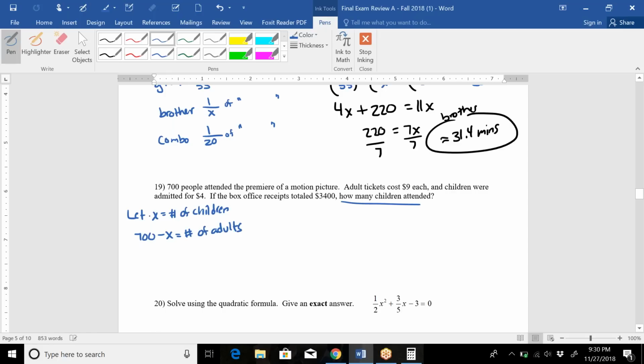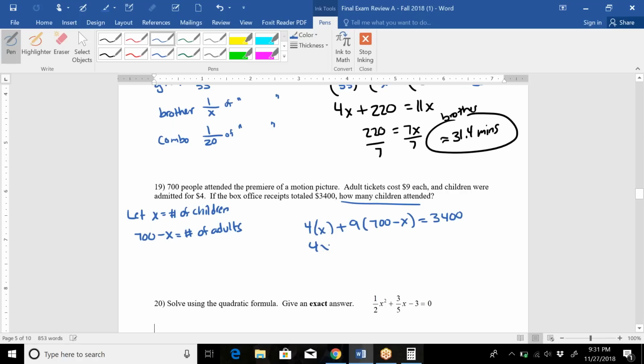So then you just have to multiply each of these descriptions by the amount of money that those tickets cost. Children were $4 per child, and adults were $9 per adult, and that equaled 3,400. So we will distribute. That's going to be 6,300 minus 9x equals 3,400. 4x minus 9x on that side would be negative 5x, which is okay because when we subtract, we're going to get a negative number on the other side.